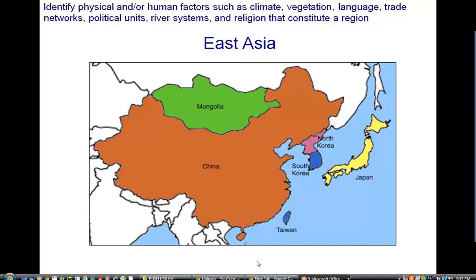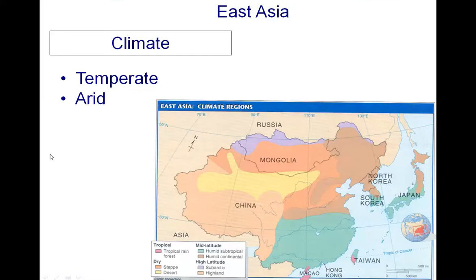In this video, you're going to see how East Asia constitutes a region based on its climate, vegetation, language, trade networks, political units, river systems, and religions. Start with the climate.